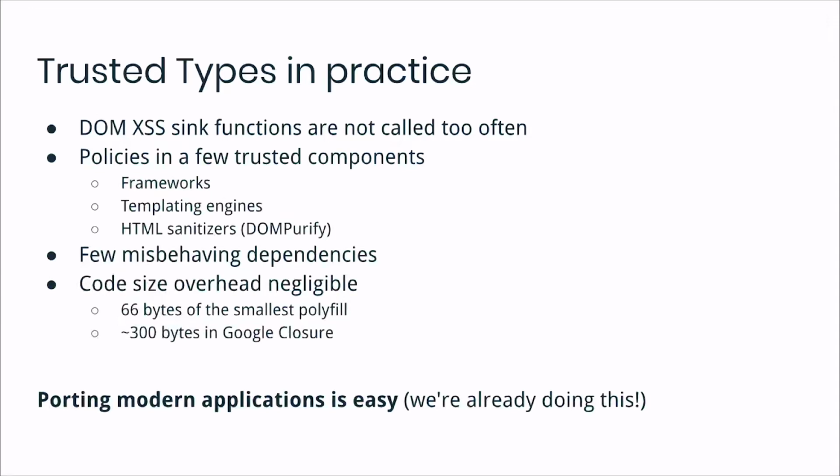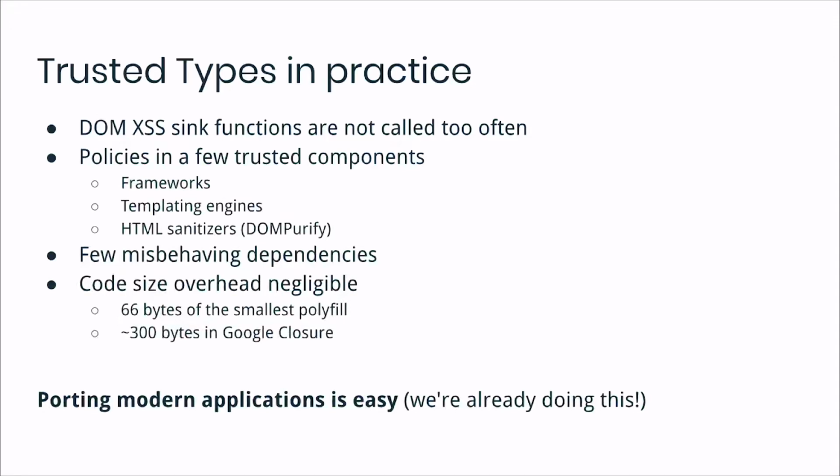There, of course, are a few misbehaving dependencies, as usual, like jQuery in the example. And the code size overhead of trusted types is really negligible. Literally, we have the polyfills because obviously we need to work with the browsers that do not yet implement the feature. So the tiniest of the polyfill, it has some caveats, but it works, is 66 bytes of code. So fairly small. And we have ported our core JavaScript library used in Google and in a lot of applications called Google Closure. And there the overhead is 300 bytes for JavaScript binary. So fairly acceptable for DOM XSS assurance.